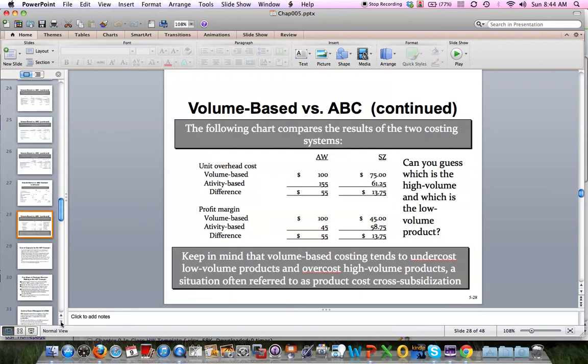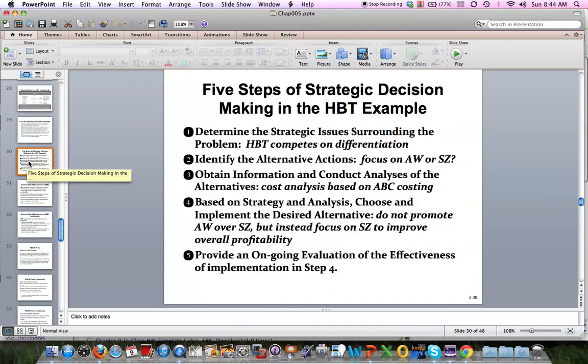So HBT now would need to reconsider or think twice about their advertising campaign to sell more AW, right? Because now they have to be thinking, maybe I need to raise the price of AW. I'm not even charging enough for it to be as profitable as I thought it was. So maybe what they could do is actually raise the price on AW and maybe even decrease the cost of SZ a little bit. And maybe that's one of the answers that they'll get by doing this.